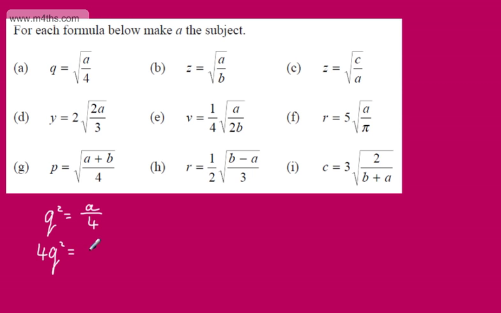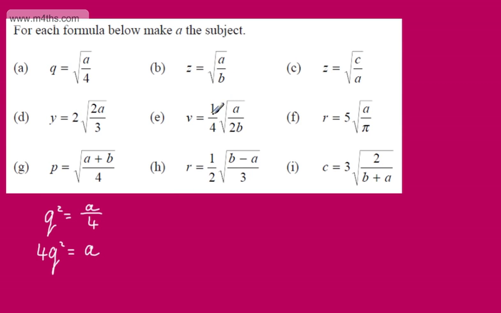So 4q squared, which I need to be careful saying, is equal to a. You could at that stage actually say I'm going to divide both sides by 1/4. Dividing by 1/4 is the same as multiplying by 4. So all we've done are 2 steps. We squared both sides and then multiplied both sides by 4. So a is now the subject.